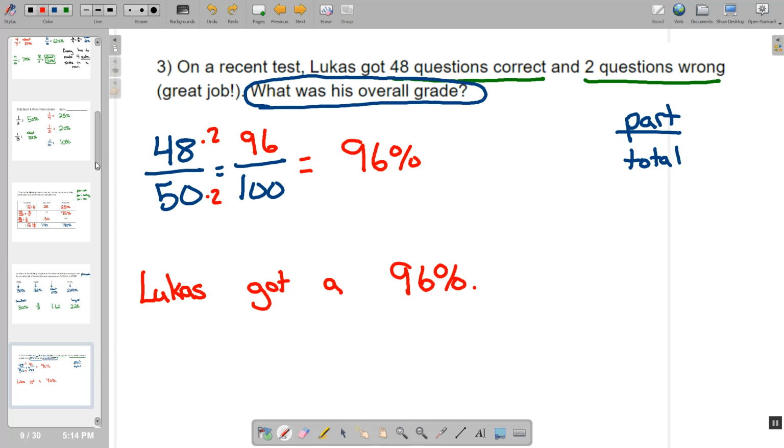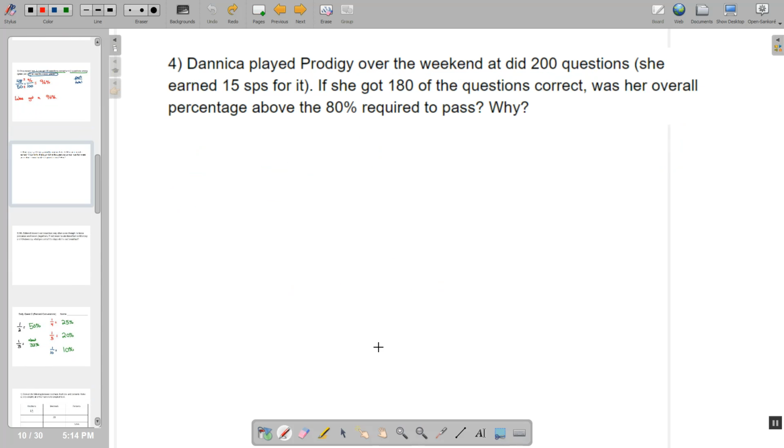On to the next one. Danica played Prodigy over the weekend, and did 200 questions. She earned 15 SPs for it. Good job, Danica. If she got 180 of the questions correct, was her overall percentage above the 80% required to pass? Why? All right, so she did 200 questions total, and she got 180 of them correct.